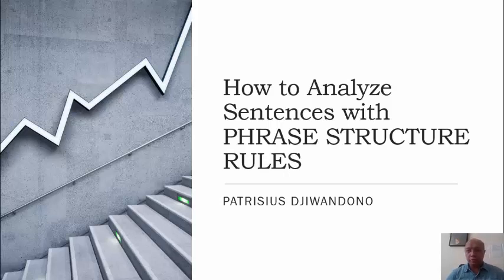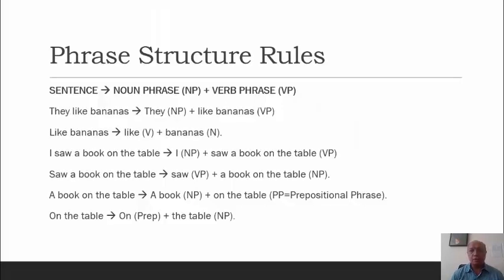Okay, students, this is the topic for today, how to analyze sentences with phrase structure rules. I'm going to walk you through step by step so that you will understand how to analyze a sentence with these PS rules, phrase structure rules. So the phrase structure rule goes like this. If there is a sentence, the sentence is made up of noun phrase or NP plus verb phrase or VP. So this is the basic rule of PS rules: noun phrase plus verb phrase.